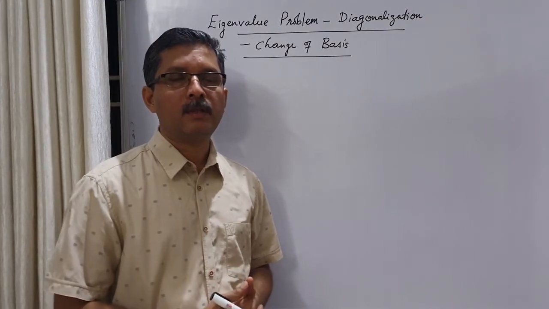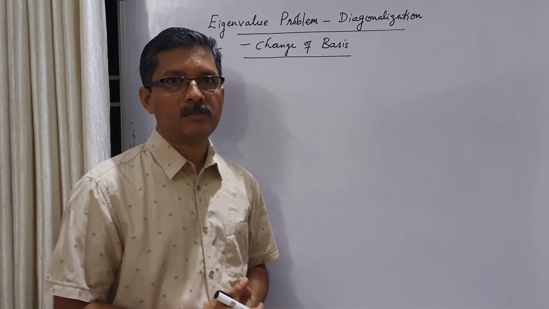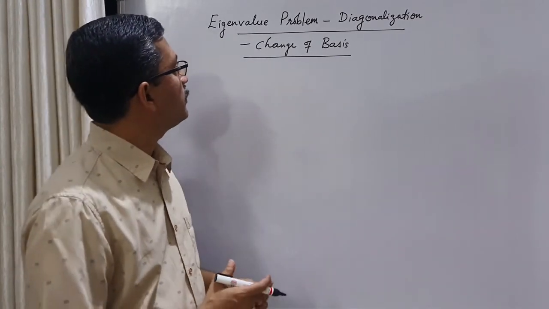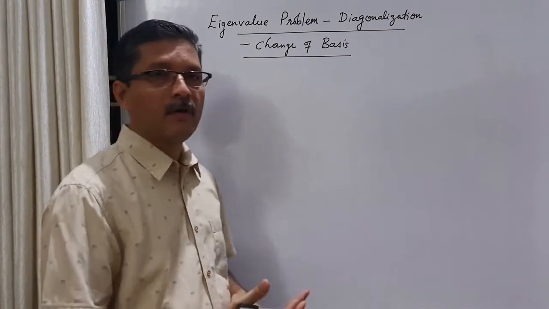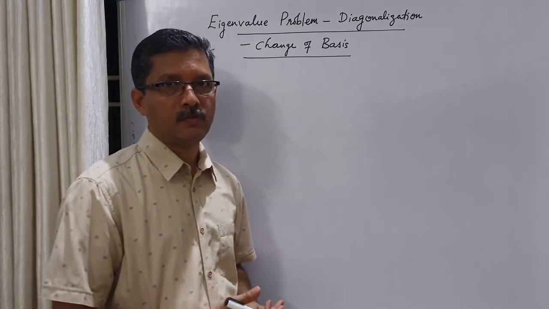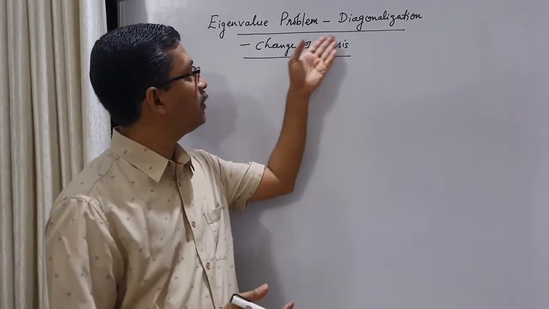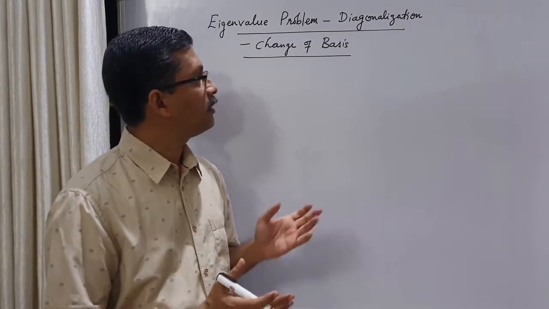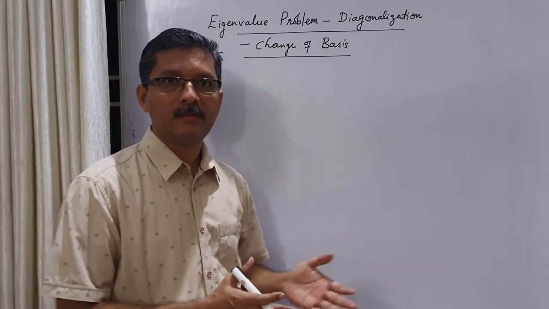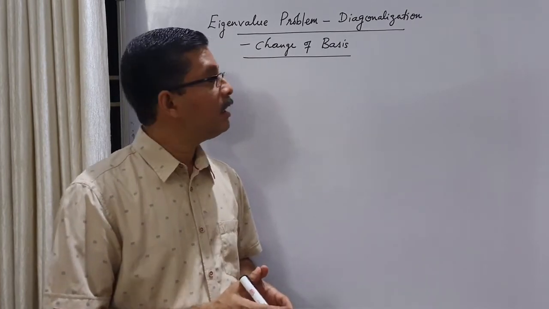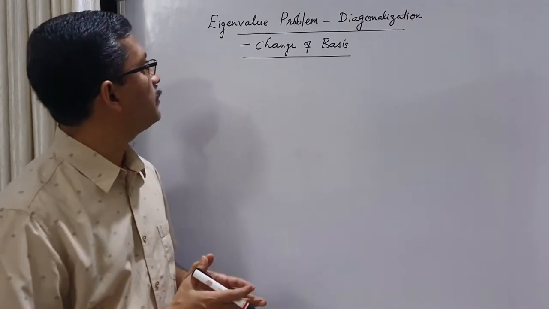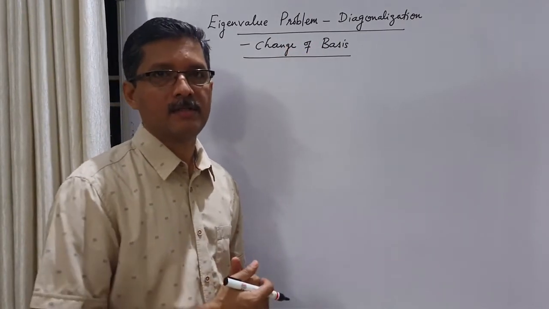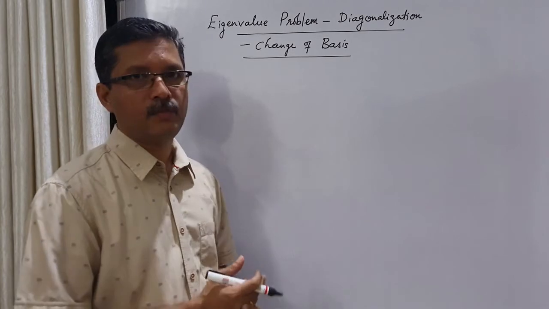In this third part of the discussion on change of basis, let us consider the relation between eigenvalue problem and change of basis. We know that eigenvalue problem is related to diagonalization. Eigenvalue problem of a matrix is related to diagonalization of the matrix, and in this class we will see how this idea of eigenvalue problem or diagonalization is connected to change of basis.